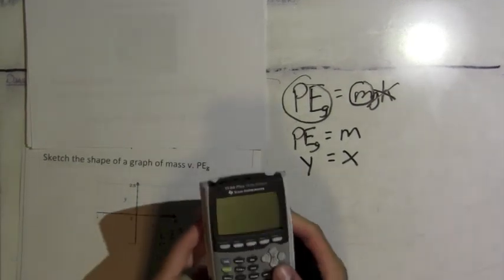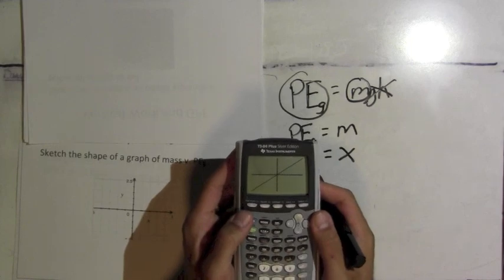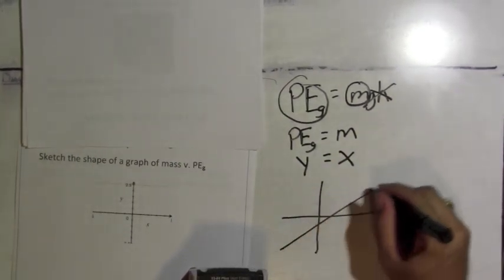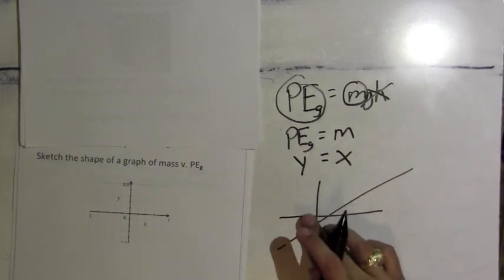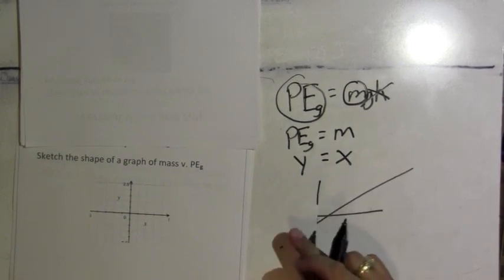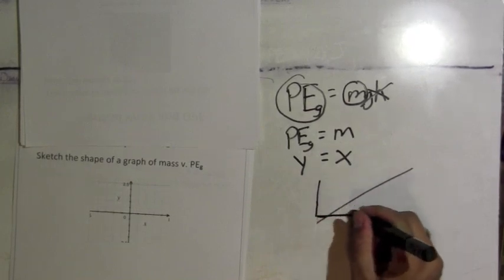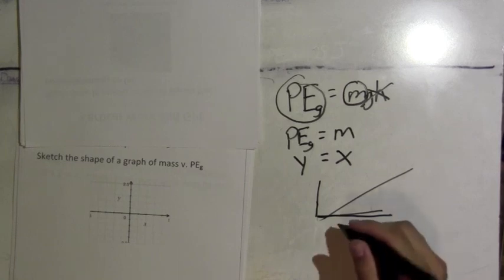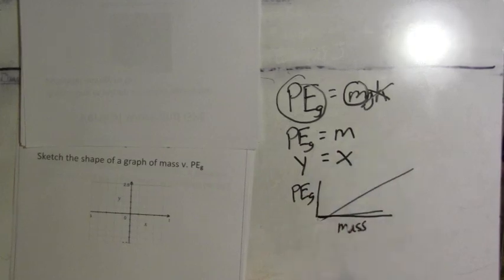We say, okay, if we didn't know what a y equals x graph looks like, we graph it, and we get this relationship here. Now remember, even though we get a graph that looks like this on the calculator, this part right here has no relevance because we're not going to have a negative mass. So really, the only correct answer in terms of the graph would be the positive quadrant right here that shows a linear relationship going upwards, where we have mass and we have PEg.